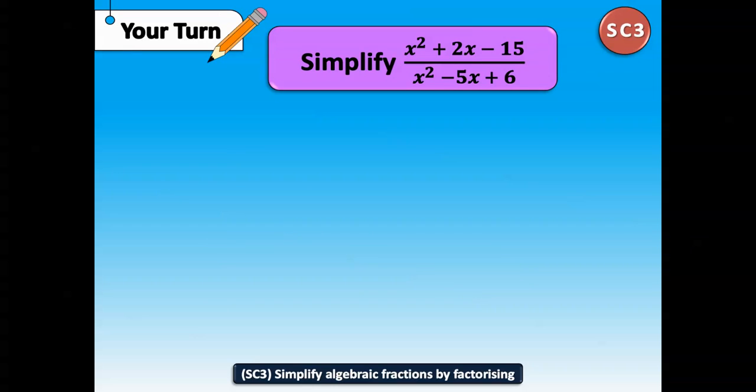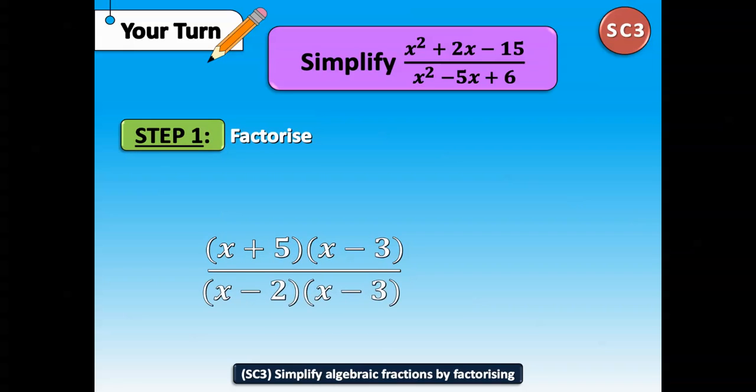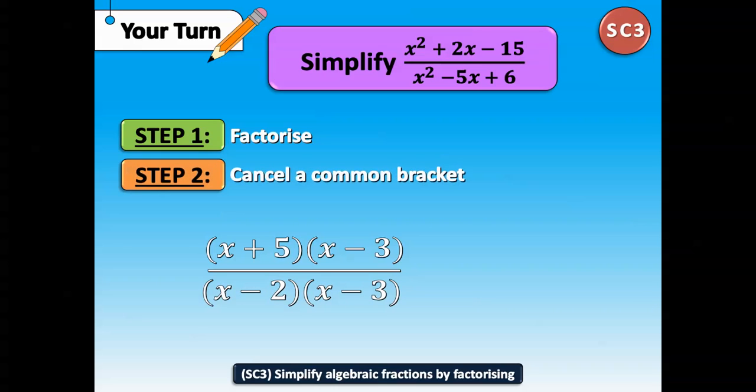Here's a question for you to have a go at. Pause the video, and when you're ready to see what you should have done, press play. So for this question, I factorise the top and the bottom, and then I cancel out a common bracket. So they've both got an x minus 3 on them. So I can cancel out that bracket. So I'm left with x plus 5 over x minus 2.